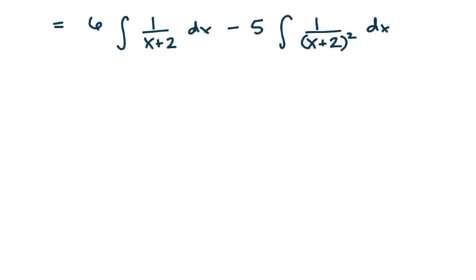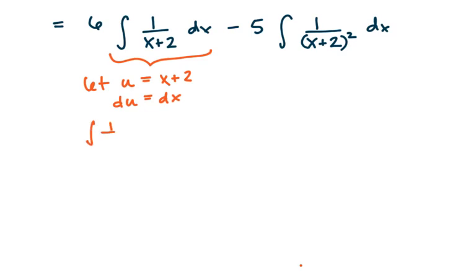So I have 2 integrations to do. This first one, let u equal x plus 2, and then du over dx equals 1, so du equals dx. And that means we need to integrate 1 over u, which is, of course, the natural log of the absolute value of u. So for this first piece, I've got 6 times the natural log of the absolute value of x plus 2.